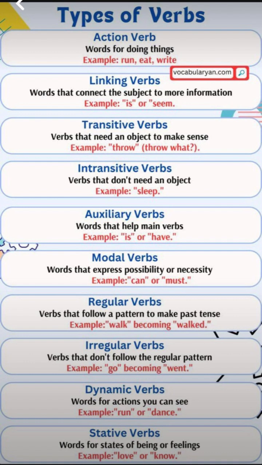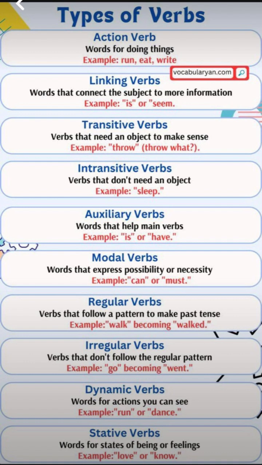But not all verbs are about action. Next, we have linking verbs. These don't show action but instead connect the subject to more information about itself. Think of words like is or seem. For example, in the sentence, the sky is blue, the verb is links the subject sky to the description blue. Simple, right? Now, let's talk about transitive verbs, the team players of the verb world.